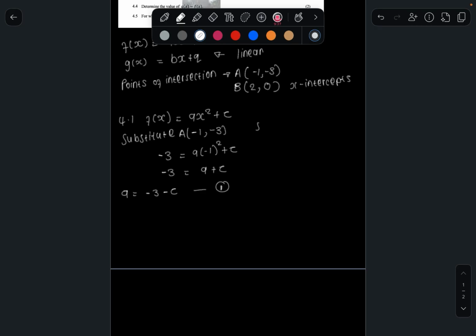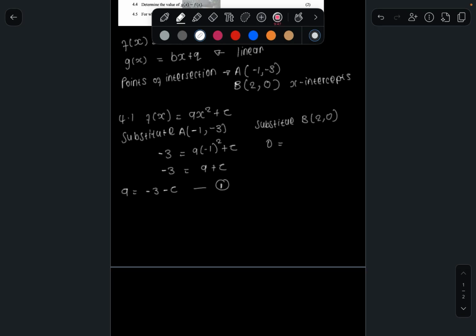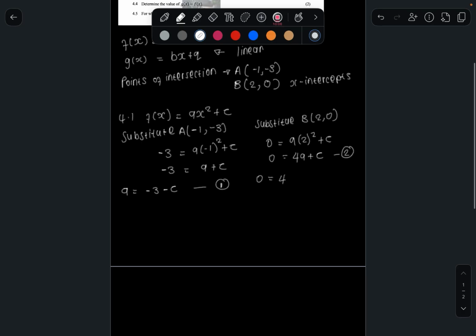Second, okay, let me do side by side. Substitute B, 2, 0, the x-intercept 0, a times 2 squared plus c. 0 equals 4a plus c. So we can basically put 1 into 2. I would name this 2, and then I would put 1 into 2. So 0 is equals to 4 times negative 3 minus c.